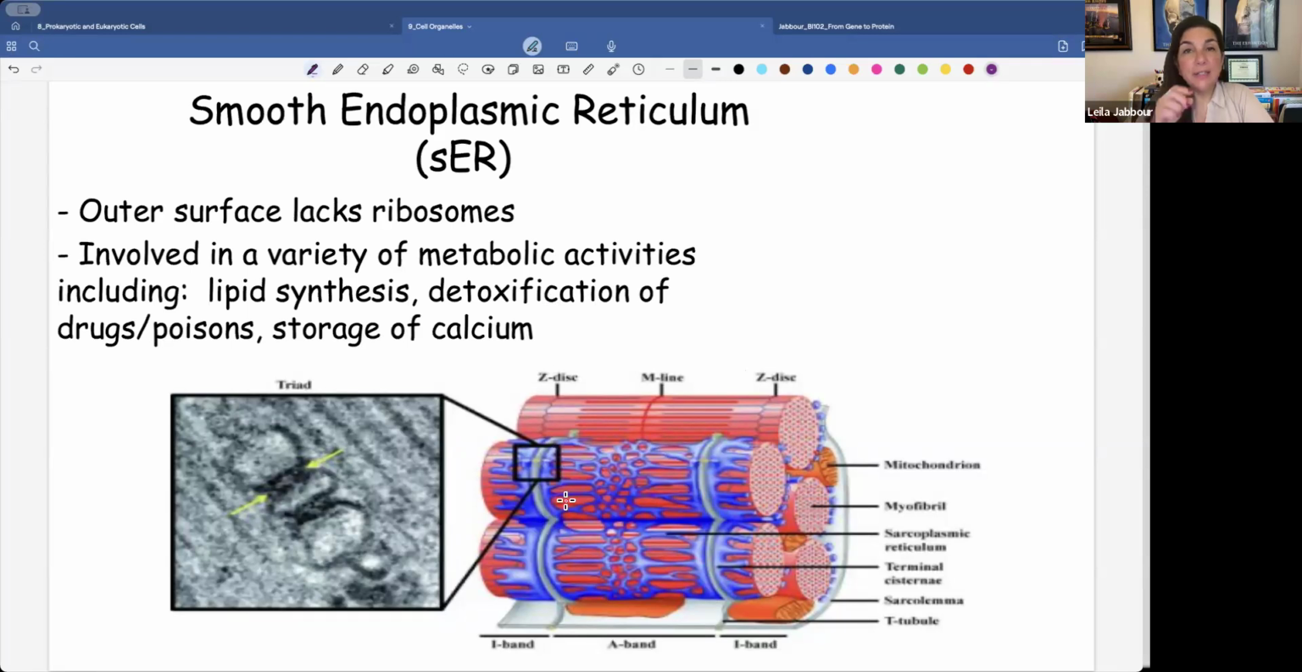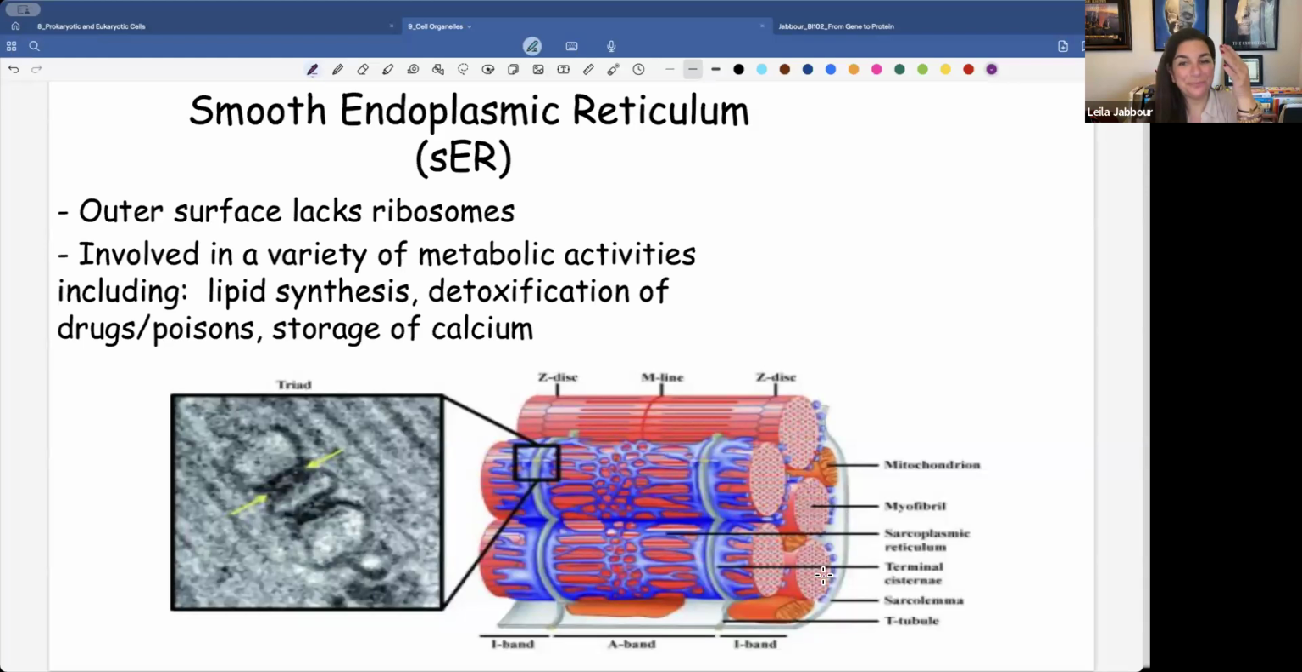And inside the sarcoplasmic reticulum, you have those sacs, right? That's why we call them cisternae. They're basically like bags filled with calcium. So in a skeletal muscle cell, it happens to be filled with calcium, and it has a very, very important role for muscle contraction. So that's inside those sacs within the muscle cell.